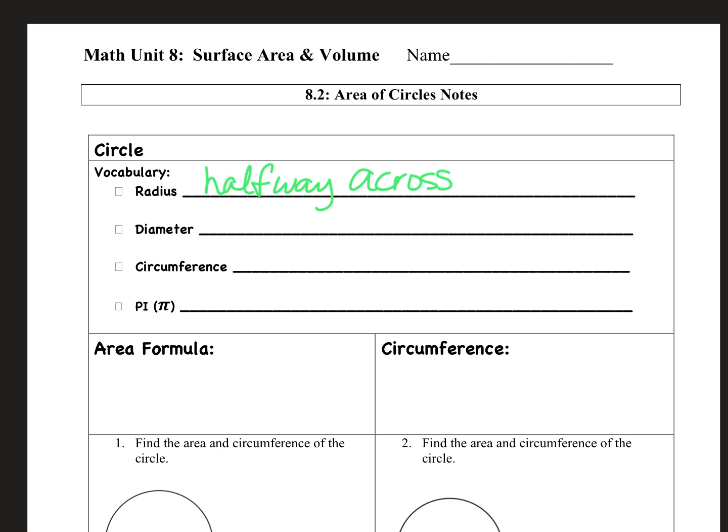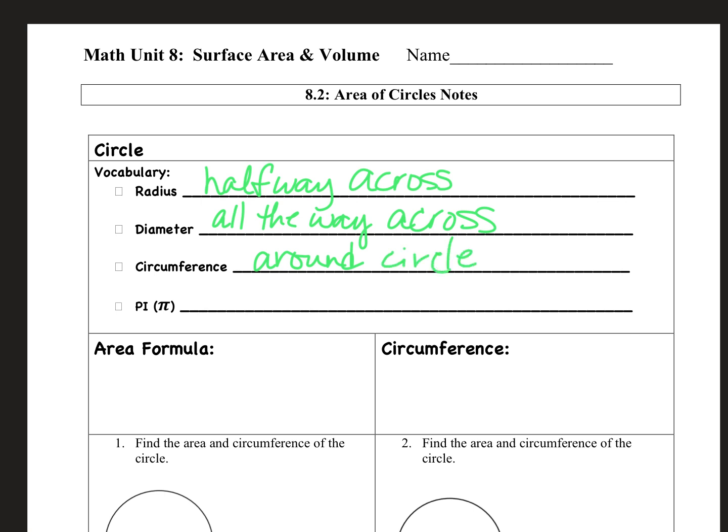Okay, a diameter goes all the way across. So it goes from one edge to the other through the middle. Diameter is twice as long as the radius. The circumference is around the circle.